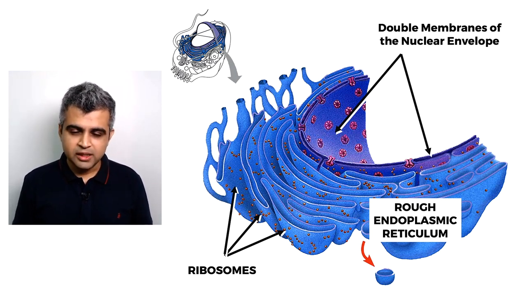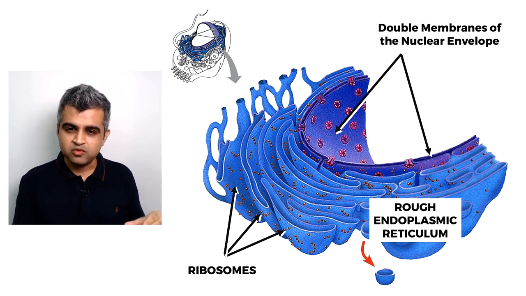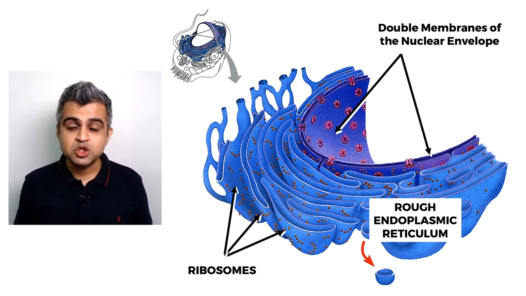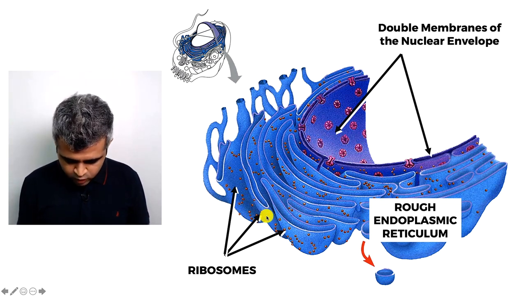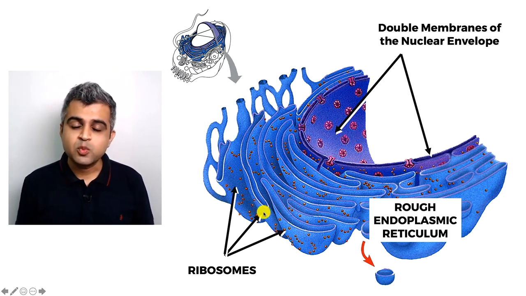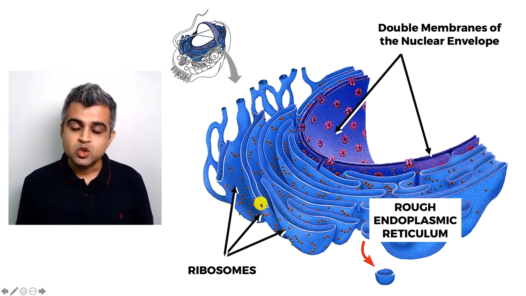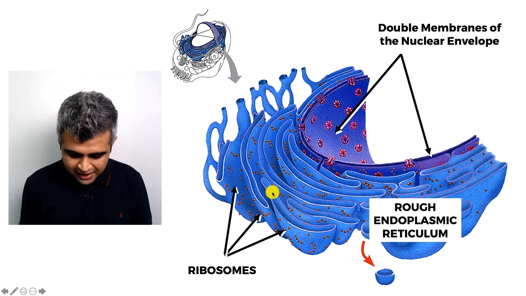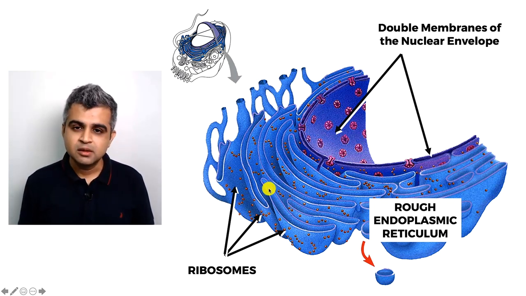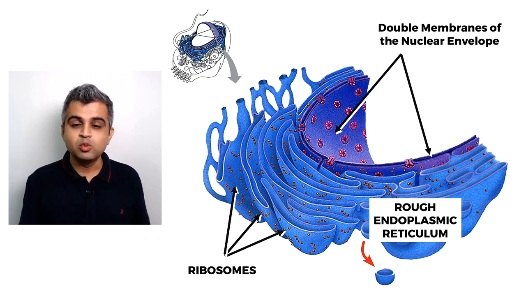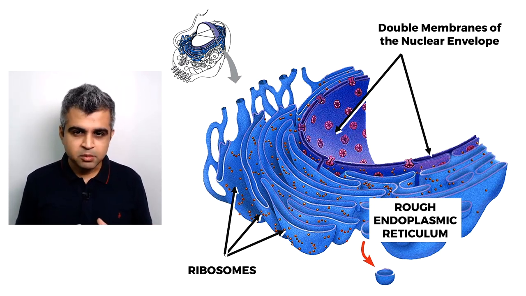So now you can understand what will be the function of these cisternae. What is the function of the ribosome? The function of the ribosome is to make proteins. So whatever proteins these ribosomes are going to make, where do you think those proteins are going to be put? They will be put here in the lumen. So the luminal compartment of these cisternae will be filled with proteins. So rough endoplasmic reticulum stores proteins in its luminal compartment. Is this statement clear to everybody?